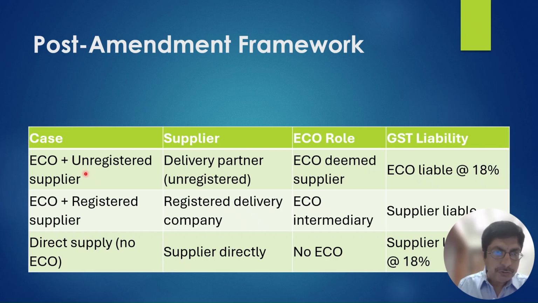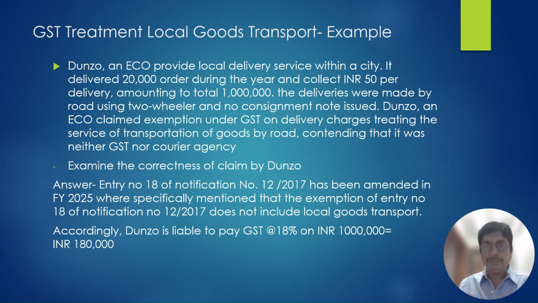Suppose there is an ECO and an unregistered supplier, that is service provider, then ECO is liable to pay the tax at the rate of 18%. Suppose there is an ECO and that service provider is registered, then the service provider, that is supplier, is liable to pay the tax at the rate of 18%. Okay, this is just a summary.